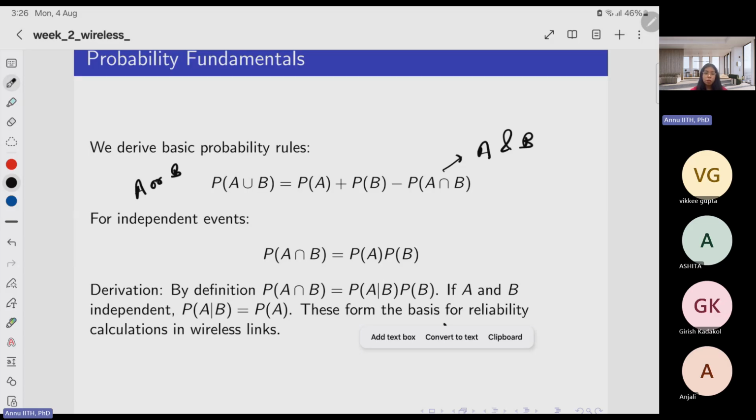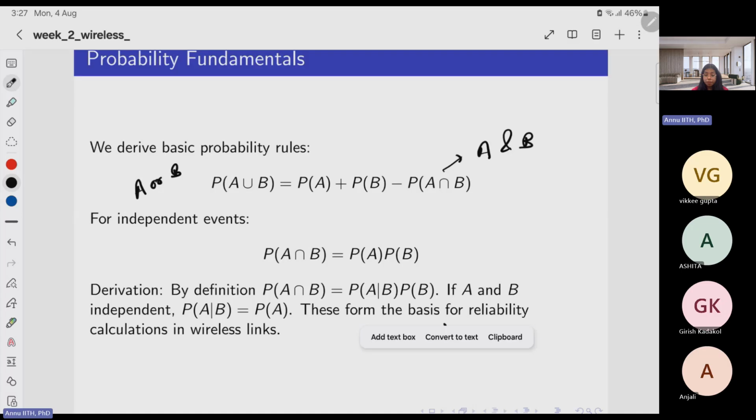For independent events, what do we mean by independent events? Suppose the sample spaces of two events are different, then they are independent. For example, I'm tossing a coin one time and a second time. Are they dependent? Obviously no, right? Because the sample space of tossing a coin the first time is one space, and the second time is another space. The first space is not affecting the other. That is called independent. Suppose it is affecting the other space, then it is dependent. There's another term called mutually exclusive.